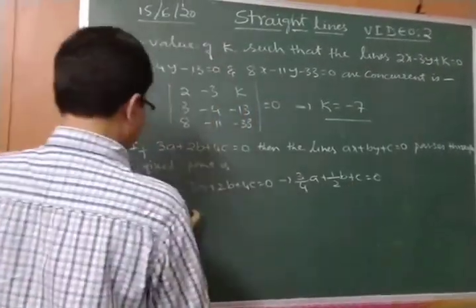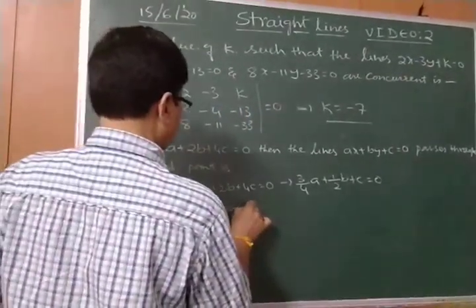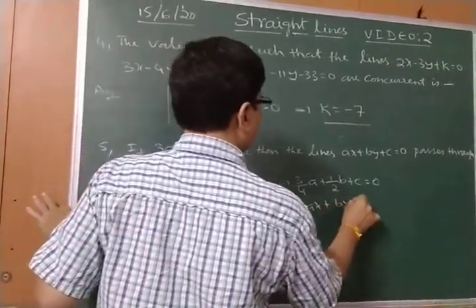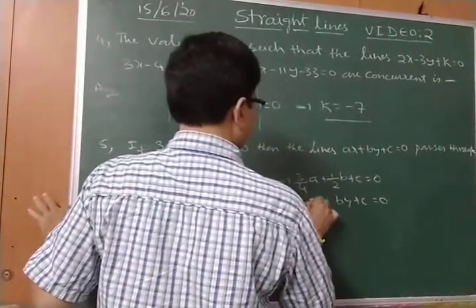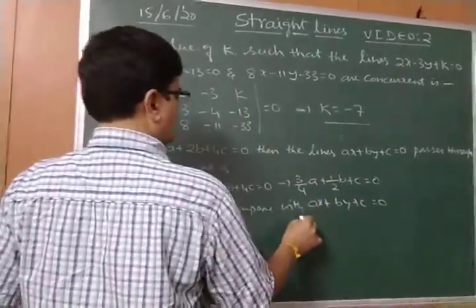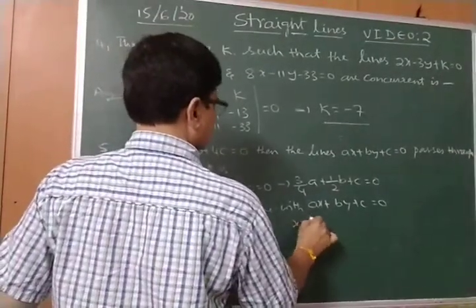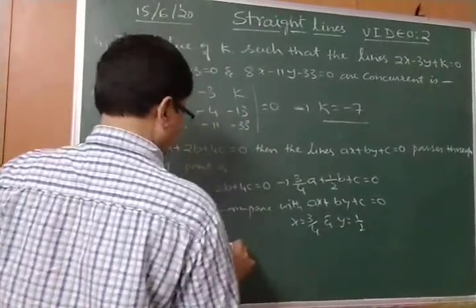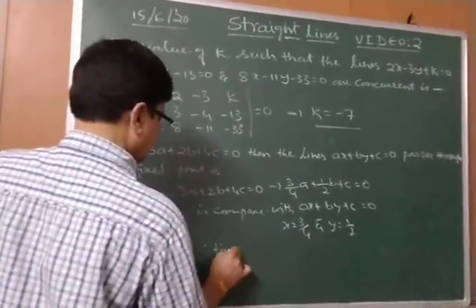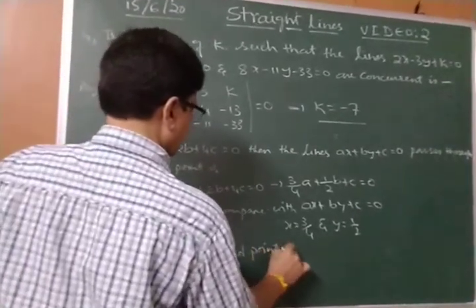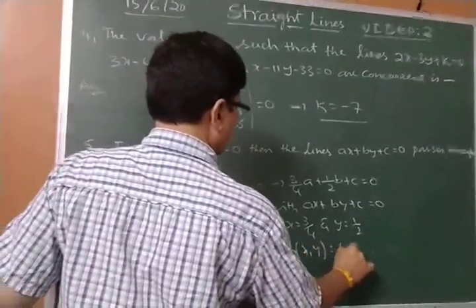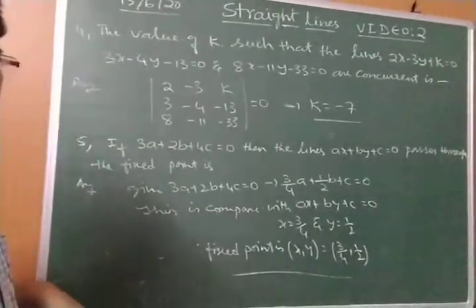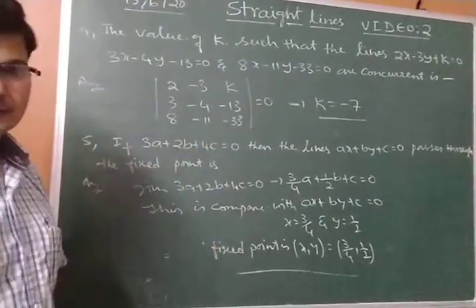This is compared with ax plus by plus c is equal to 0, where x is equal to 3 by 4 and y is equal to 1 by 2. So therefore the fixed point (x, y) is equal to (3 by 4, 1 by 2). This is the fixed point through which the given lines pass.